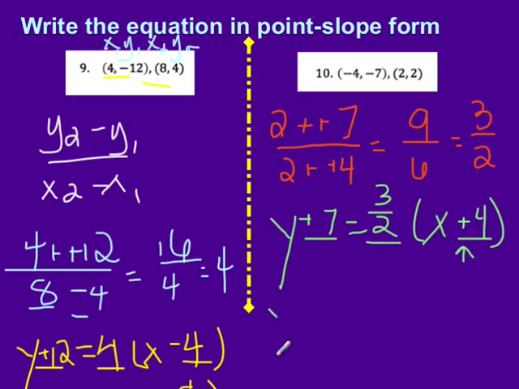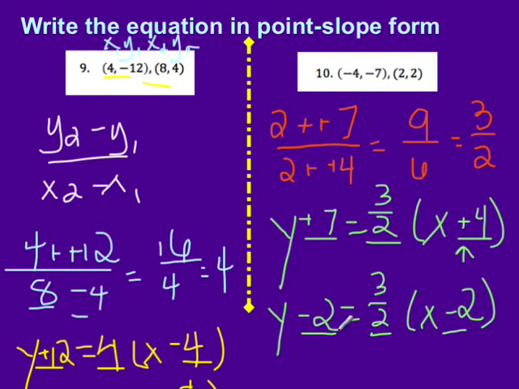You also could have used the second point. Again, we're going to keep the same slope. Then we're going to do the opposite of the x-coordinate. Well, the x-coordinate is 2, so the opposite is going to be -2. The y-coordinate is +2, so the opposite is going to be -2. Both of those are acceptable answers for point slope form.